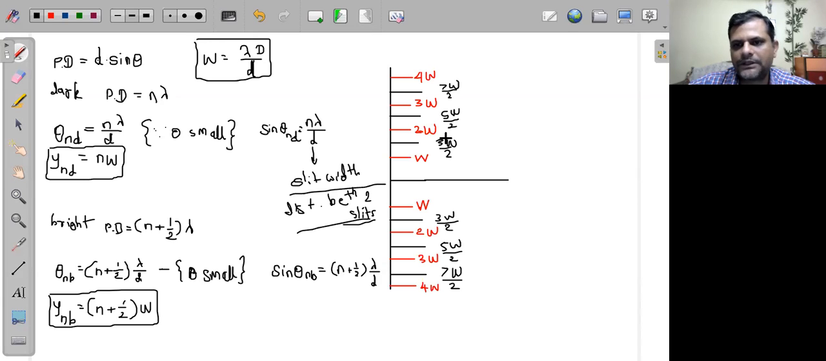Okay, one more thing is that if we want to find the width of the central maxima, then we have to add W plus W and call it 2W in this case. This is the width of the central maxima.